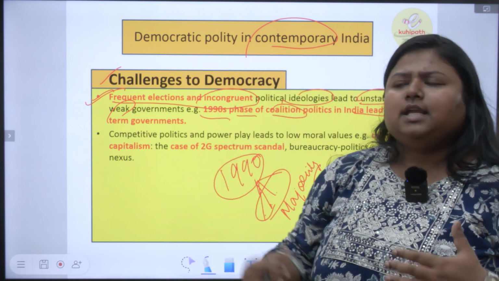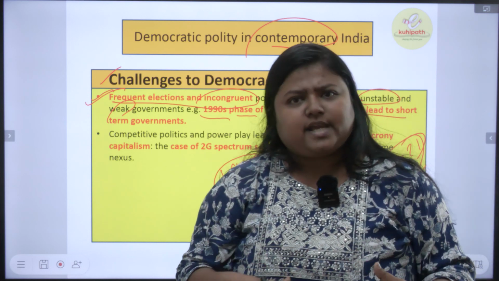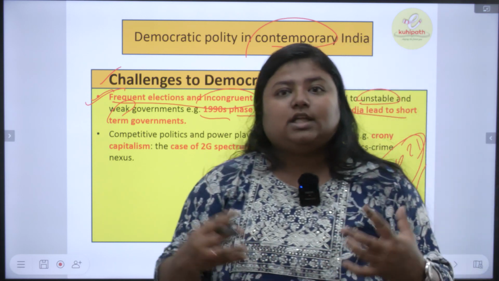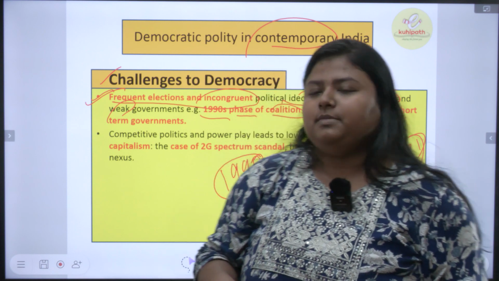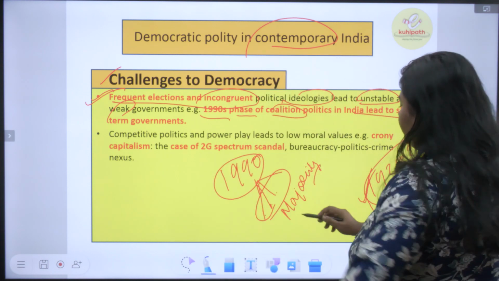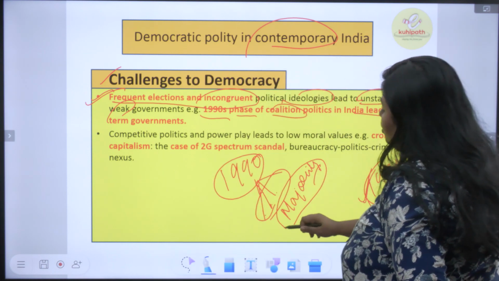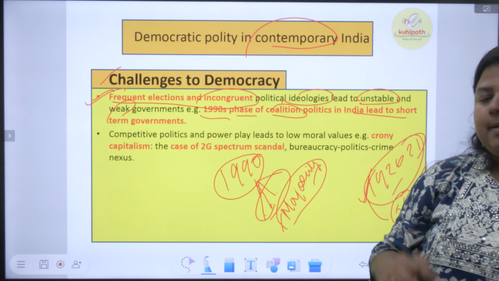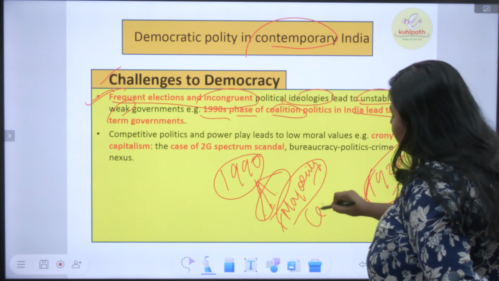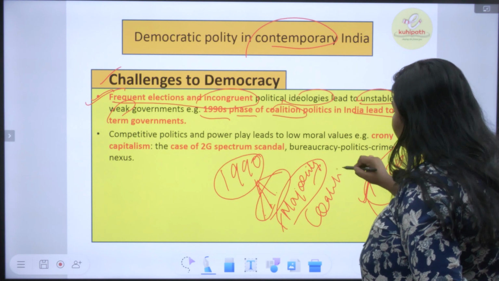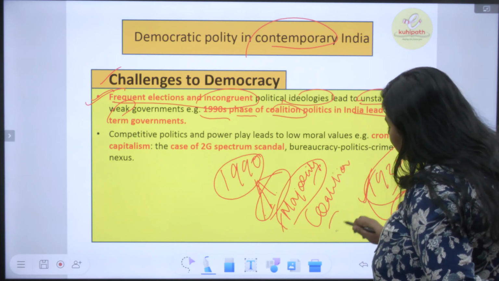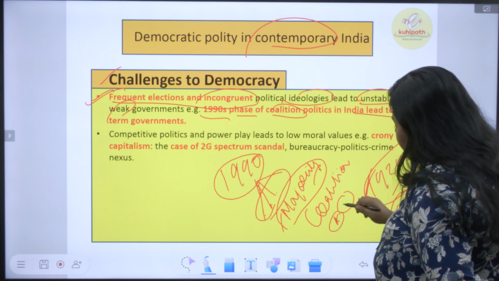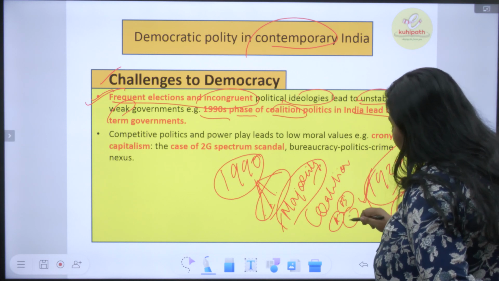Okay, what happened was that the parties were protecting their own majority fight, and not a particular political party could come up with the majority of the votes. So when no particular political party could come up with the majority of the votes, what happened? A coalition government was formed, right? A coalition government is when many political parties give their allegiance and they form the government.